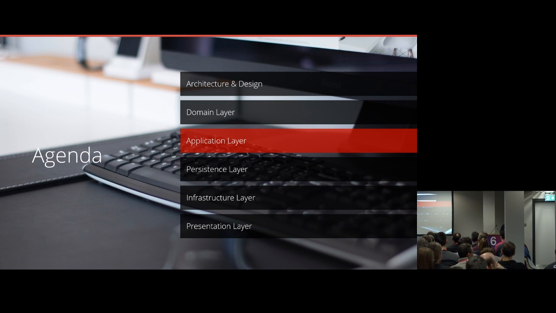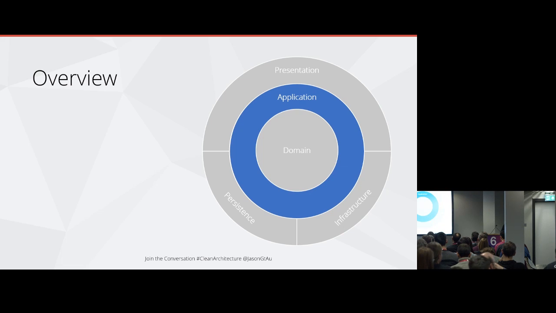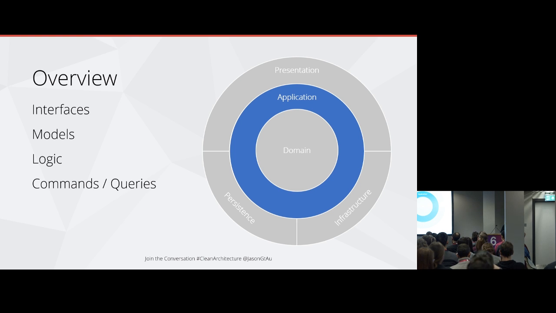Now we're going to have a look at the application layer. And this is my favorite section of the talk. In the application layer, we're going to see interfaces, those interfaces and abstractions for what we will implement in the external layers. We'll see models, view models, and DTOs. We'll see logic. This will be our business logic, the special cases that we're handling in this application. We'll see commands and queries. We'll talk about that soon. And we'll see validators. And, of course, application exceptions, custom exceptions that we create for this application layer.